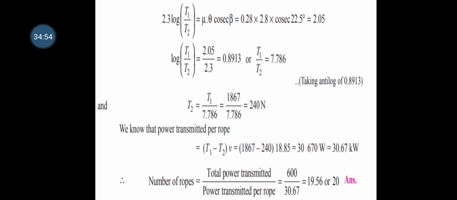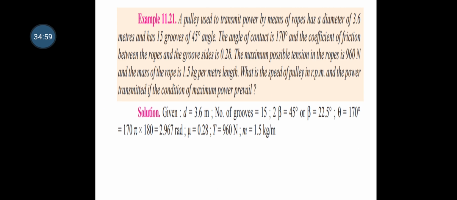Next, move on to the next problem in ropes. A pulley used to transmit power by means of a rope has a diameter of 3.6 meter and has 15 grooves of 45-degree angle. The angle of contact is 170 degree and the coefficient of friction between the ropes and the groove sides is 0.28, the maximum possible tension in the rope is 960 Newton and the mass of the rope is 1.5 kilogram per meter length. We have to find the speed of the pulley in RPM and the power transmitted if the condition of maximum power prevails.